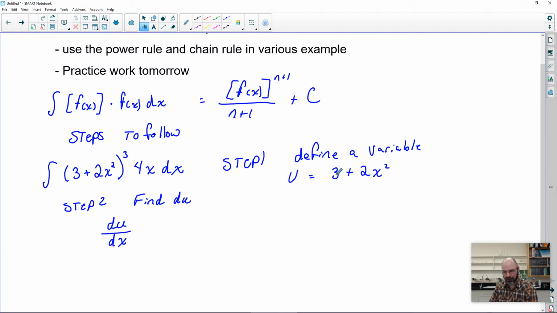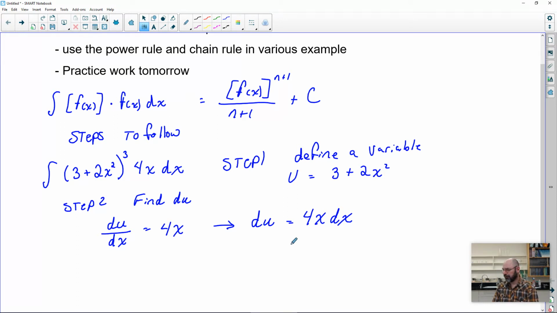So we're going to be taking the derivative of this function here, which is equal to 0 plus 4x. You can see where we get the 4x from, right? Okay, and then we have to rearrange this so that we can get an answer for du. Multiply both sides by dx: du equals 4x dx. Okay, so we found out what du is.